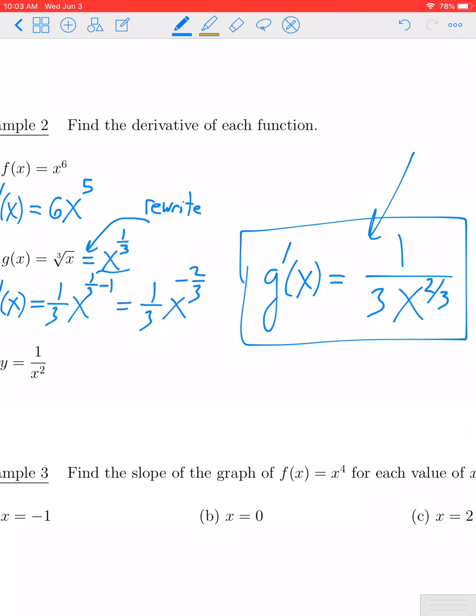If you wanted to, it's perfectly acceptable as well to go back to a combination of roots and powers. x to the 2/3 power would be the same thing as the cube root of x squared. So you could have also written the radical form as well.